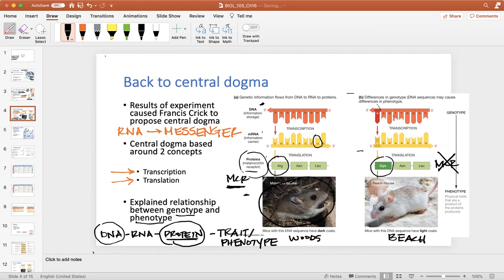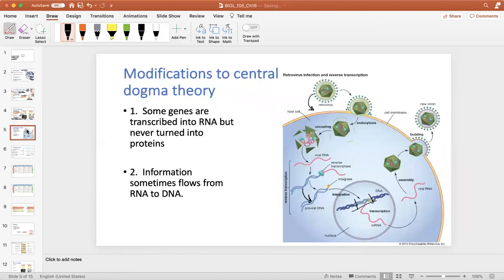Now, it turns out that's okay. If you're a beach mouse, this is a nice camouflage. So this phenotype is actually adaptive and was propagated throughout this population because these guys were eaten less. But what I want you to understand is how a change in the genotype can result in a change in phenotype.